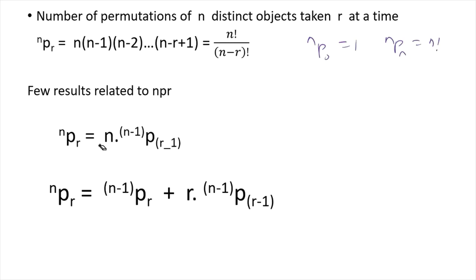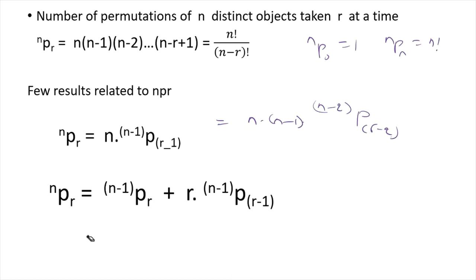And we have seen a few results related to nPr. nPr is equal to n times (n minus 1)P(R minus 1), or else you can just write it as n times (n minus 1) times (n minus 2)P(R minus 2). We have given different proofs for this one, one using the formula and one using a combinatorial argument.